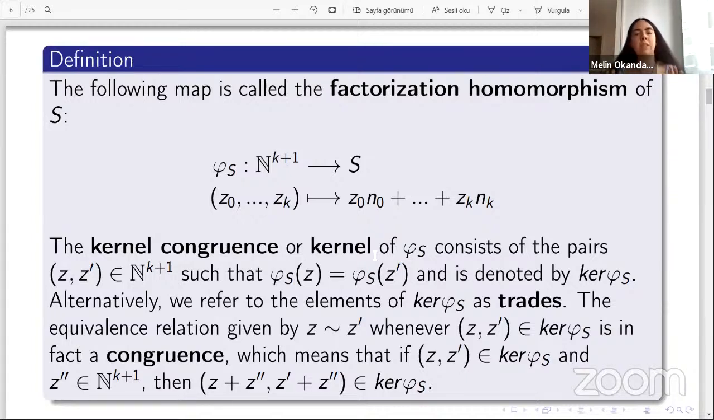So this is why this is a congruence: if we take a pair in the kernel, a trait in the kernel, and add to each coordinate another k plus 1 tuple, we will again remain in the kernel. So what does this mean? Before, as you remember, we bought 18 chicken McNuggets. There were 2 ways to do it.